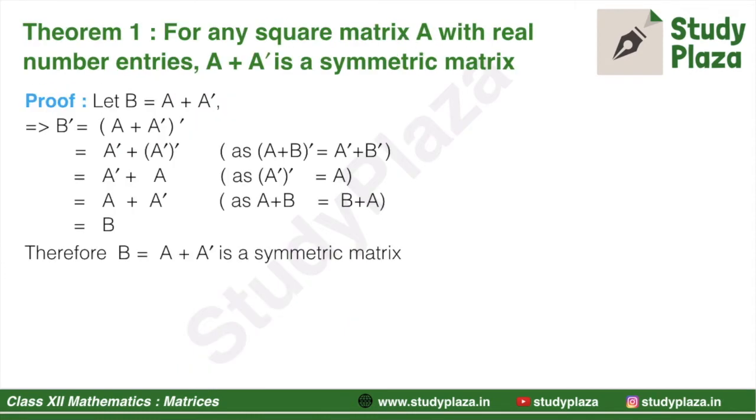Let us now do the theorems. First theorem is, for any square matrix A with real number entries, A plus A dash, that is, A plus transpose of A, is a symmetric matrix. Proof.